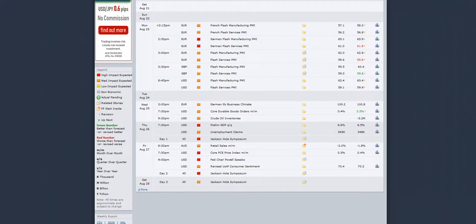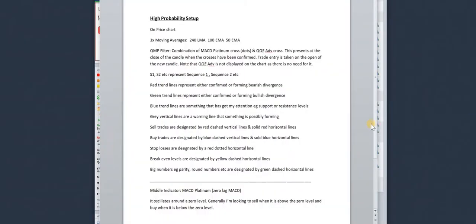Let's move on to my charts. You'll be wondering what all the different colors and lines are. This is just a Word document explaining what the setups are and the different indicators. So we've got the MAs, the QMP filter, which is the information there, MACD Platinum, which is the bottom indicator, and what all the different colors, trend lines, vertical lines, etc. are on the charts. Pause the video, read this, take a screenshot, do whatever.